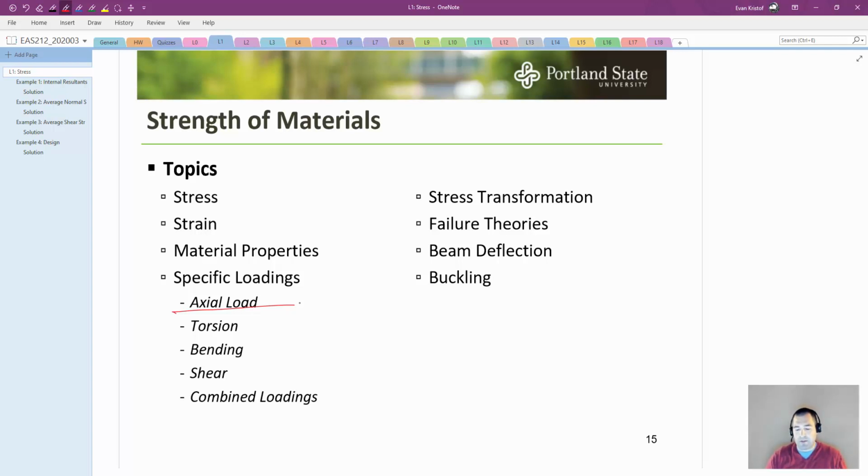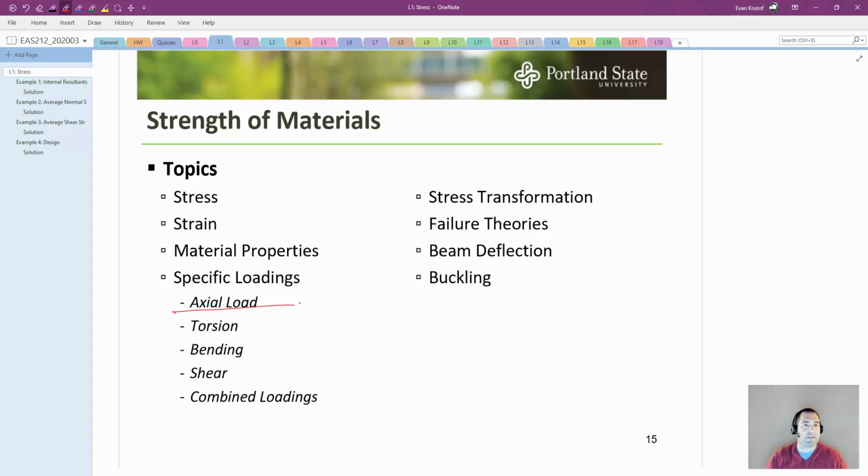And then combined loadings in chapter 8 is where we'll take multiple types of loads, axial loads, bending, things like that, combine them together and see how that affects the stresses. And then in chapter 9, we'll talk about stress transformation. Let's say that we had a tank with a weld oriented at 45 degrees. Usually we would calculate the internal resultants for a 90-degree cut through that member. And so how do we transform that to give us the stresses oriented with that 45-degree weld? That's a pretty interesting technique.